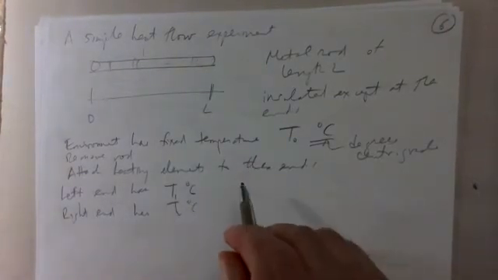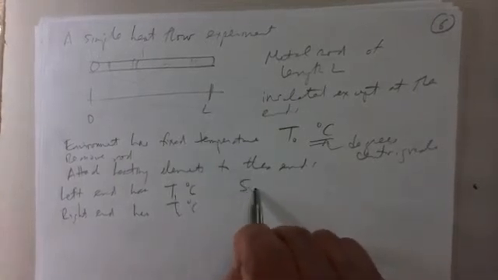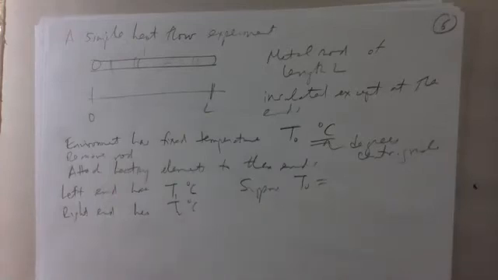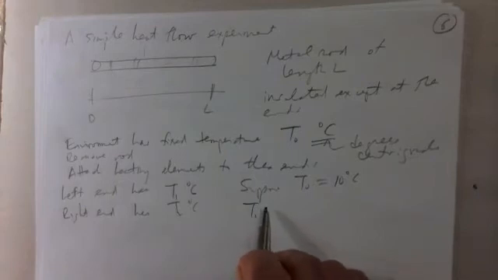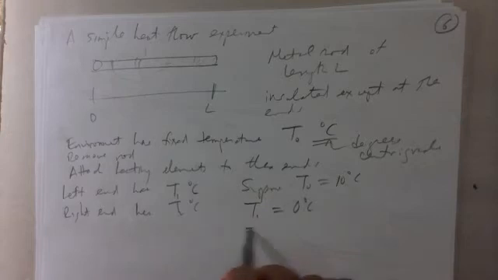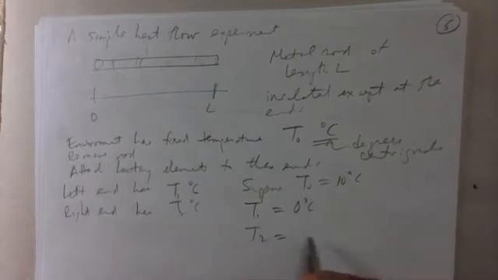So the book says, for example, if you want to make it concrete, suppose that originally the temperature of the environment was fixed at 10 degrees centigrade. And the left end is cooled to a temperature of 0 degrees. And the right end is heated to a temperature of 50 degrees. All right.